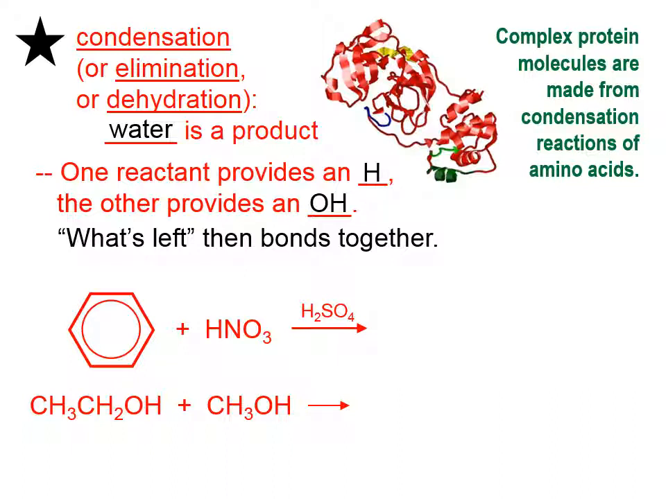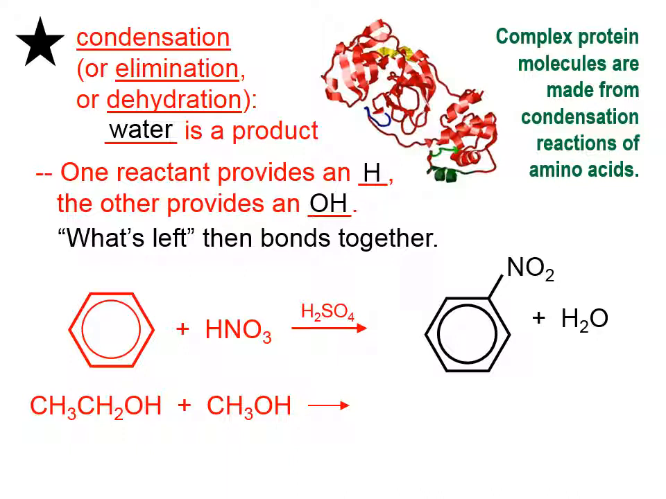Here we've got benzene reacting with HNO3. Since there is no oxygen in benzene, clearly benzene is going to provide the H, and the HNO3 will provide the OH. We're going to produce water, and then what's left bonds together. What we have is the benzene ring with a spot open because an H has been removed, and when we take an OH away from HNO3, we're left with NO2, and that's what you get. Nitrobenzene is what we'd call that molecule.